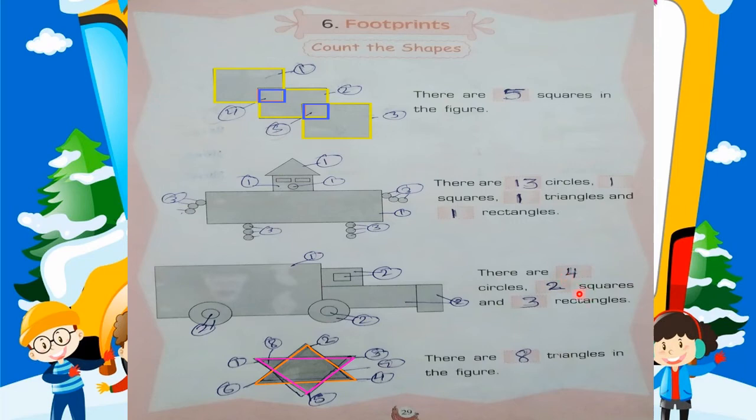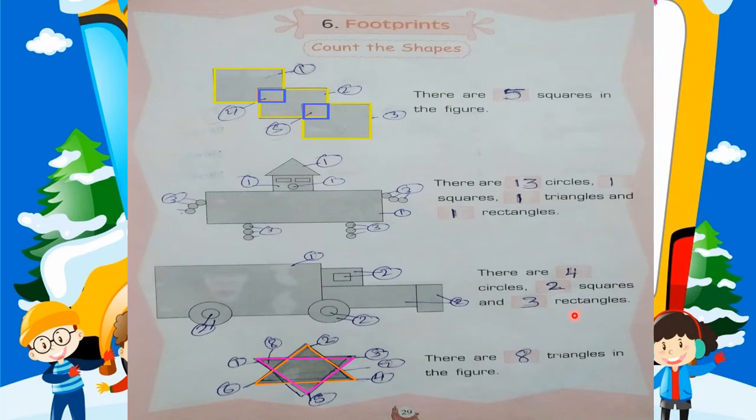How many squares? So here you can find out this one. Okay, here this figure is called square shape. So how many squares? 2 squares. And then you have to find out how many rectangles. So here this one, okay, these two, and here this one. There are 3 rectangles in this figure. So 4 circles, 2 squares and 3 rectangles in this figure.